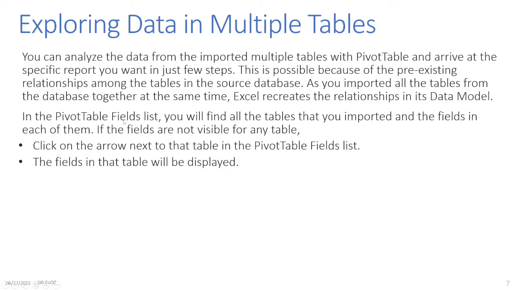In the PivotTable Fields list, you will find all the tables that you imported and the fields in each of them. If the fields are not visible for any table, click on the arrow next to that table in the PivotTable Field List, and the field list in that table will be displayed.